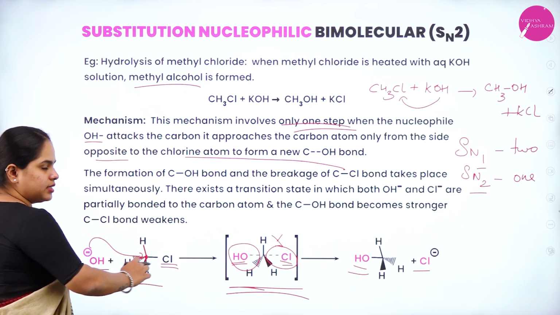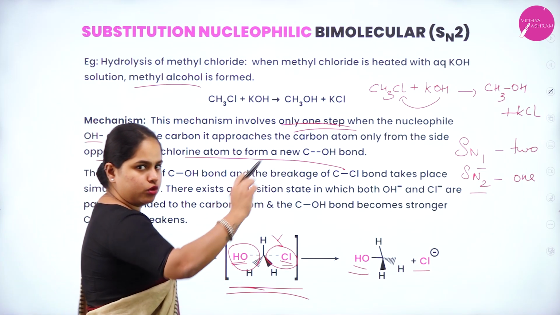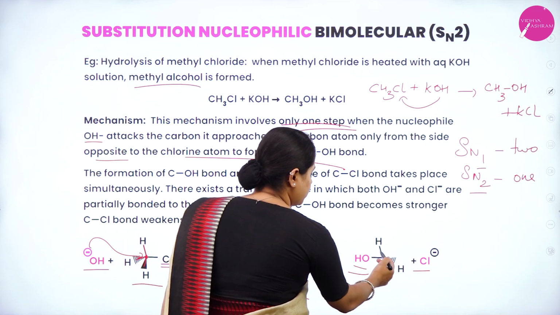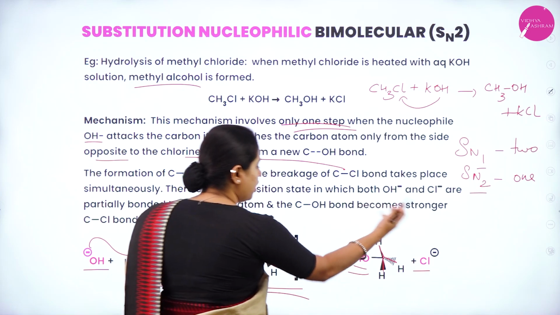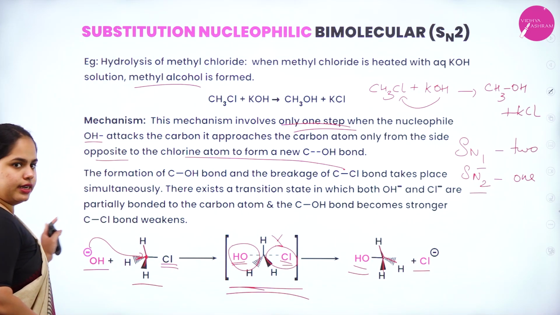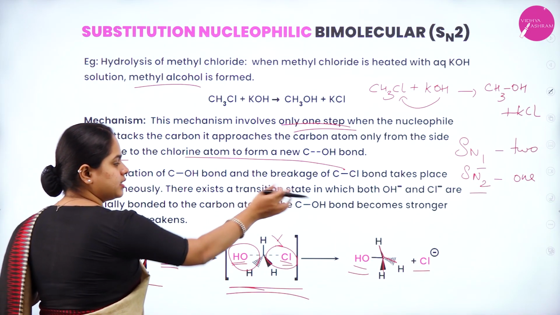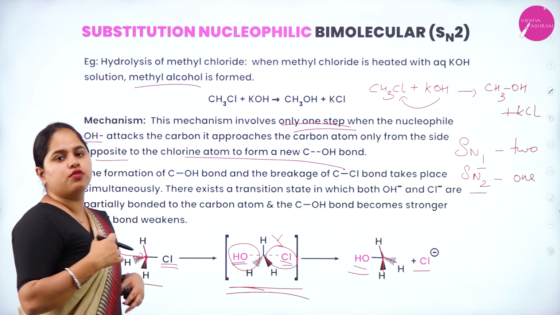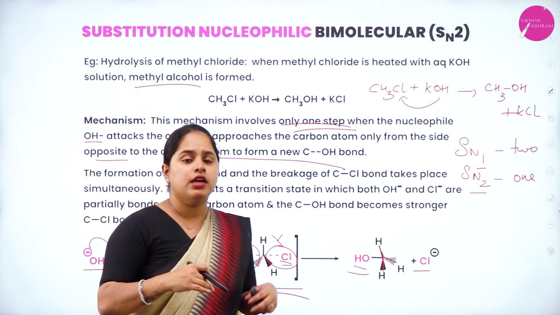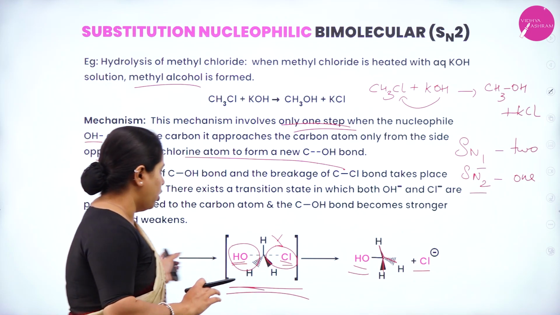Now the OH minus is attacking from this side and the Cl is removed from the other side. Now you can see the configuration has changed to the other side. The 3 hydrogen atoms were on this side; there you can see it is on the other side. So there is an inversion of configuration also which is taking place, which we will discuss in detail. So I hope this is clear.